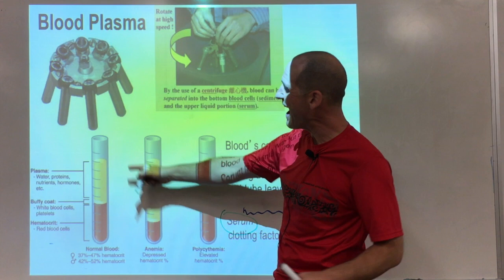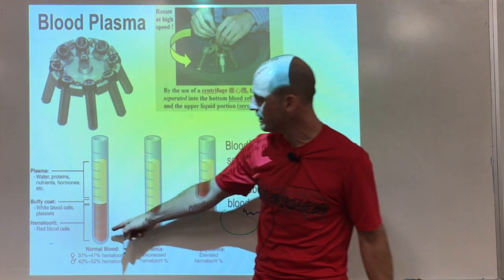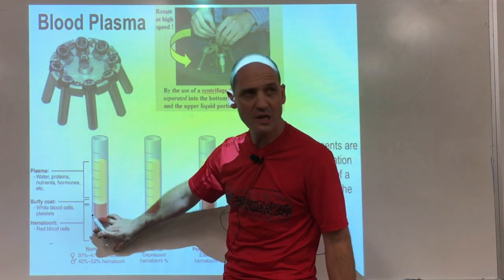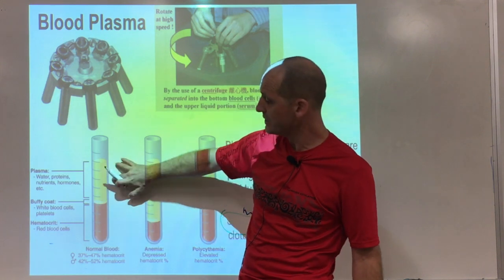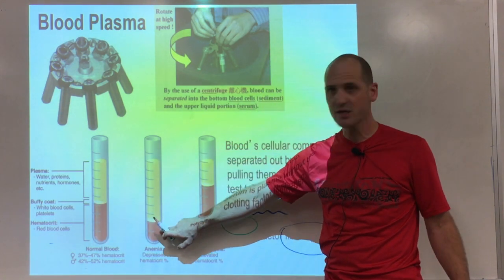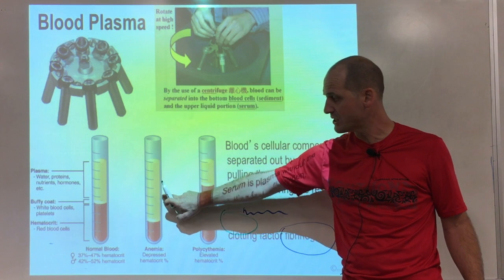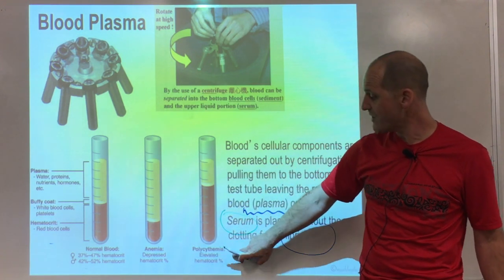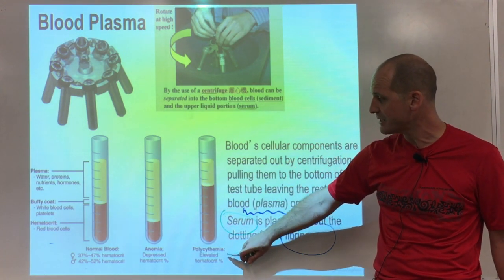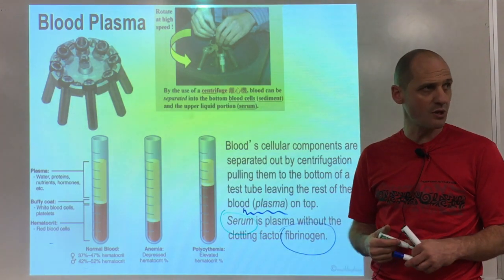And here you got some vials with regular, normal blood. So it's about 50-50, red and white stuff. But then you got anemia, not as many blood cells, so you got more white stuff, more plasma. Or we have too many red blood cells, polycythemia, we're going to have more red stuff, so it's unbalanced that way.